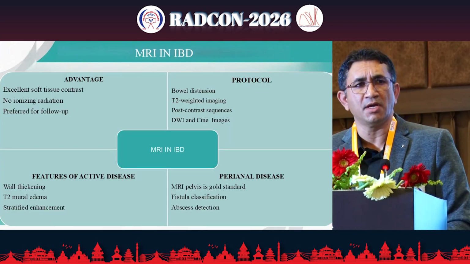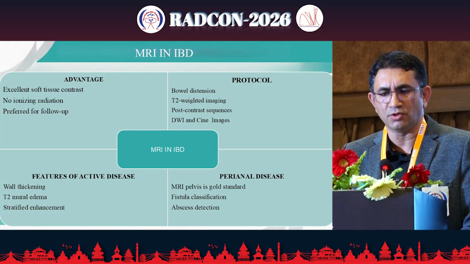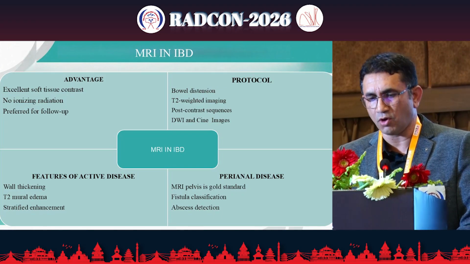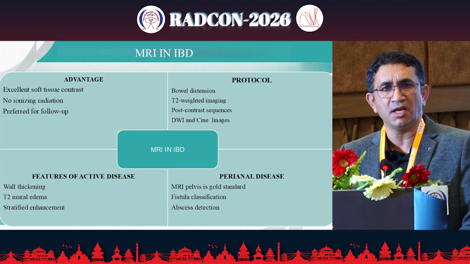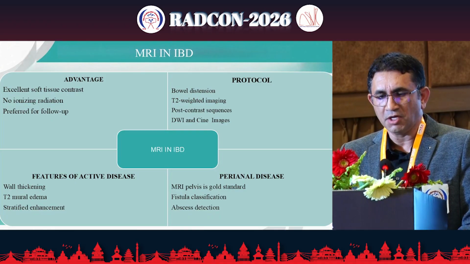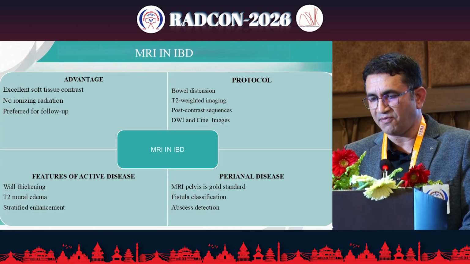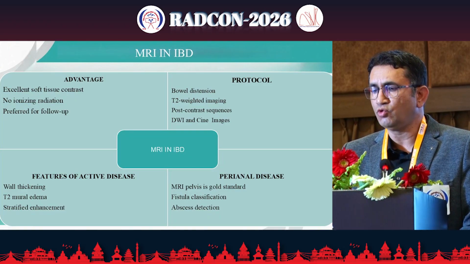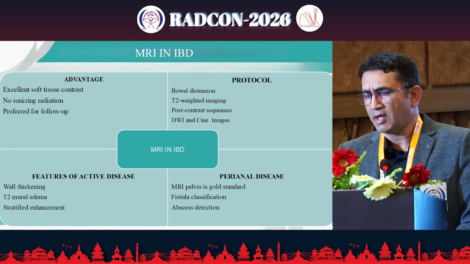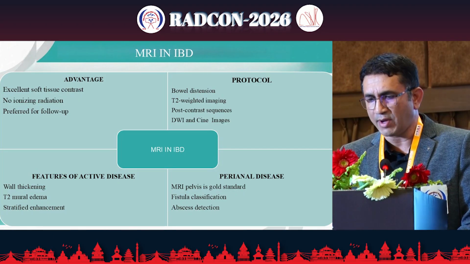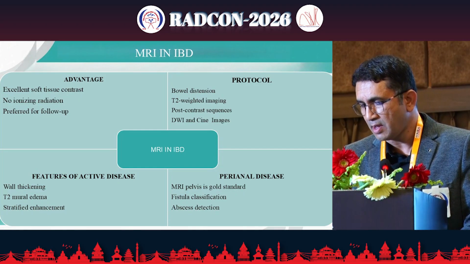MRI is always the imaging modality of choice. It has quite good contrast resolution, there is no ionizing radiation, and it is preferred for follow-up. The signs we have to look for in IBD are the features of active disease: bowel wall thickening, T2 mural edema, and stratification. The protocol needs bowel distension, T2 weighted imaging, post-contrast sequences, DWI, and cine images. For perianal disease it is the gold standard, and we can classify the fistula as well as detect the abscess.